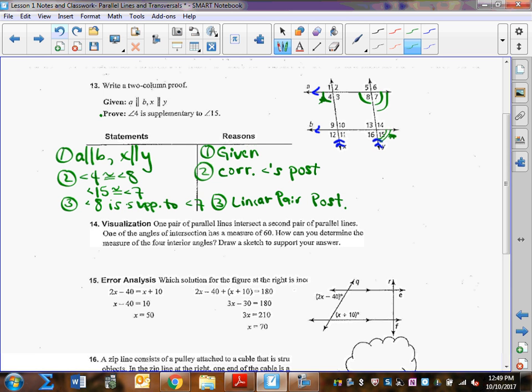But what do I know about 4 and 8? They're congruent, so I can just say, instead of angle 8, angle 4. And then what do I know about 7 and 15? They're congruent, so I can say angle 15 is correct. Notice again how that saved me some time, because now I have it matched up perfectly. What is my reasoning there? Substitution.